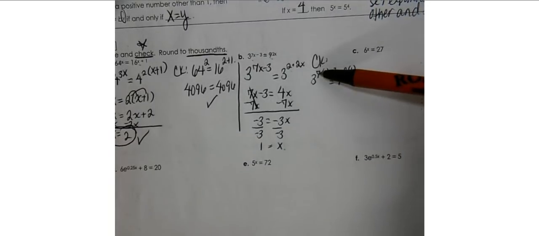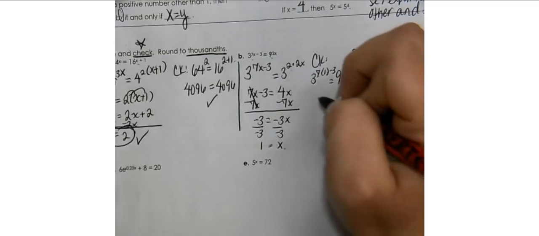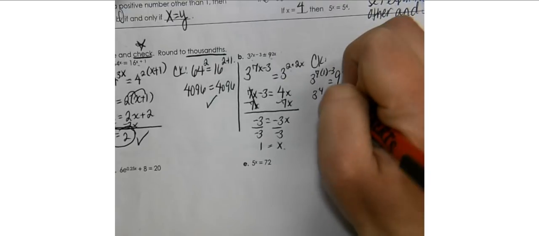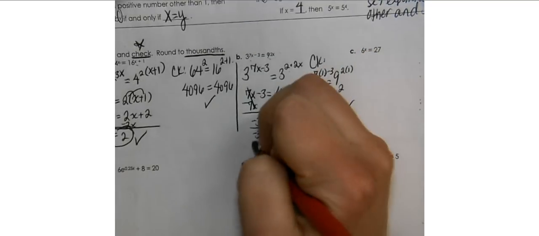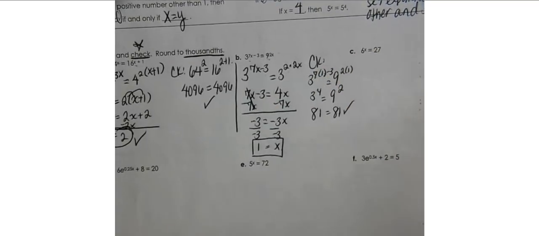So 7 times 1 is 7, and 7 minus 3 is 4. So is 3 to the 4th equal to 9 squared? 3 to the 4th is 81, and 9 squared is 81, and they both equal the same number, so therefore x equals 1 is indeed a correct answer.